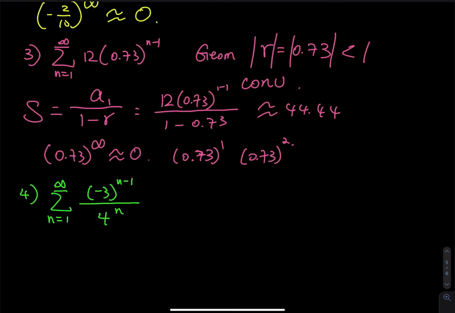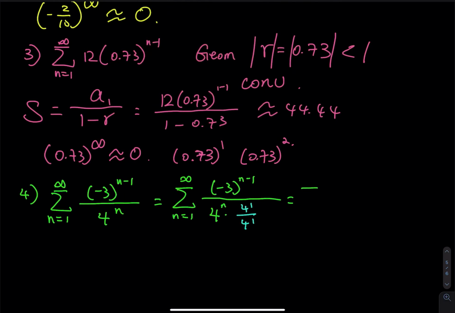So this is how we are going to do it. That is the sum, n goes from 1 to infinity, negative 3 to the n minus 1. The 4, we have to write like that: 4 to the n times an extra term, 4 to the first divided by 4 to the first. Why do we have to do this? You will see why in a minute.